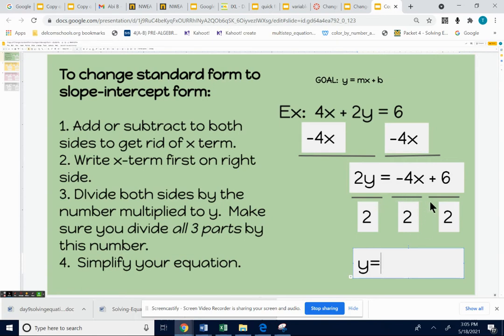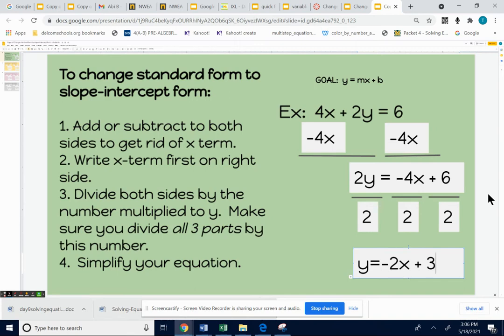And now we just reduce. Negative 4 over 2x. Just think about negative 4 divided by 2 is negative 2, and put the x back on. Right here we have 6 divided by 2 is a positive 3. So slope-intercept form of this line would be y equals negative 2x plus 3.